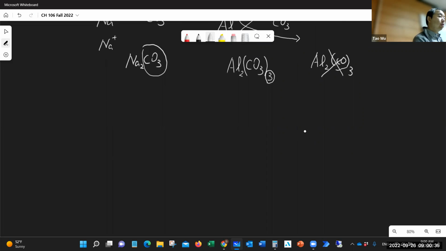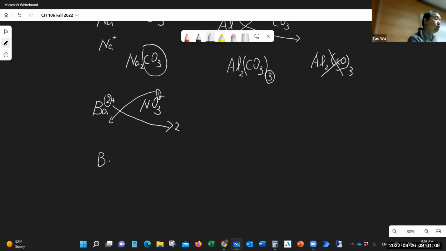Okay. Let's do one more time. How about barium 2+ and nitrate, barium and nitrate. Again, the 2 should go underneath over here, and the 1 should go underneath over here. So that means we should have 1 barium ion, and we have 2 of the nitrate. So when you write the formula, should just be BaNO3, right?